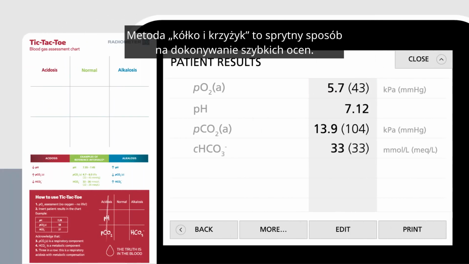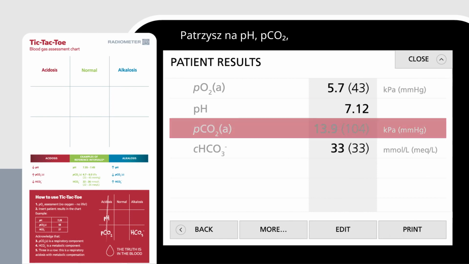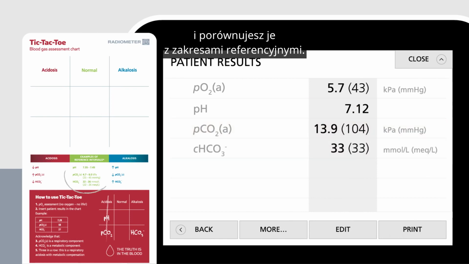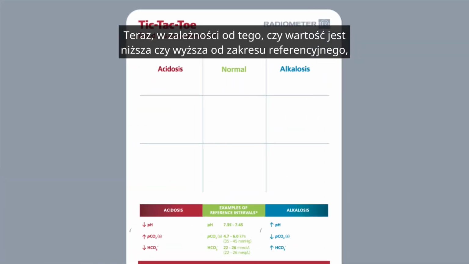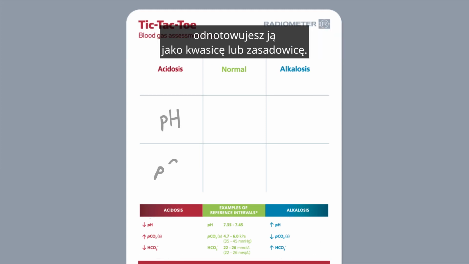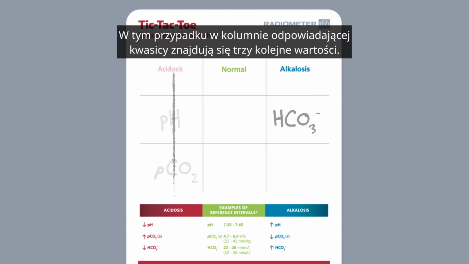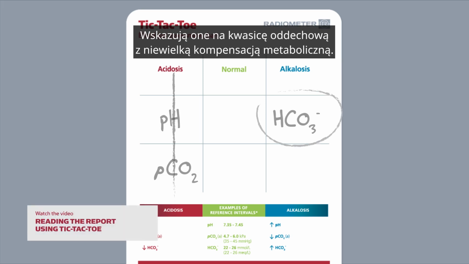The tic-tac-toe method is a clever way of making fast assessments. You look at the pH, PCO2, and the concentration of bicarbonate shown in the patient report and compare them with the reference intervals. Now, depending on whether a value is below or above the reference interval, you note it either under acidosis or alkalosis. In this case, you have 3 in a row in the acidosis column. This shows respiratory acidosis with slight metabolic compensation.